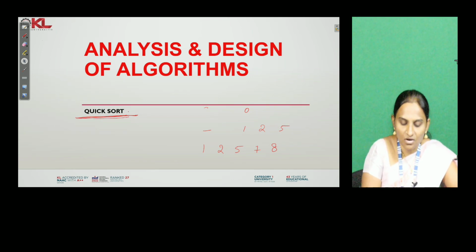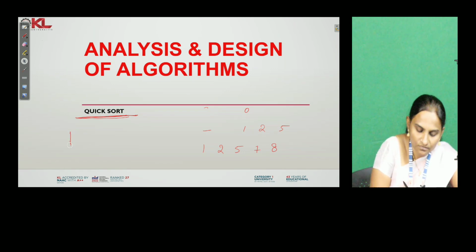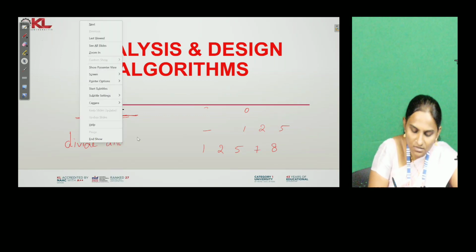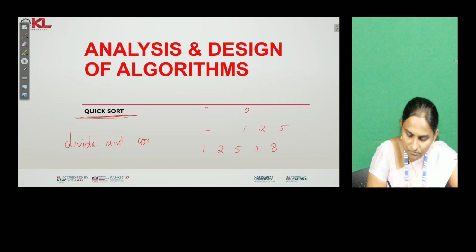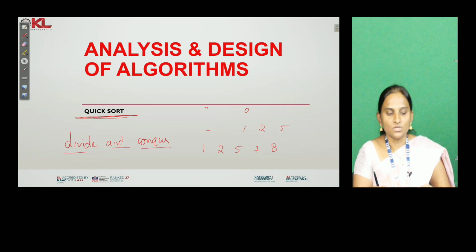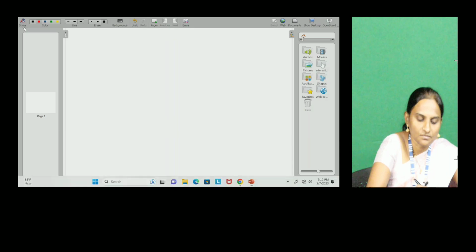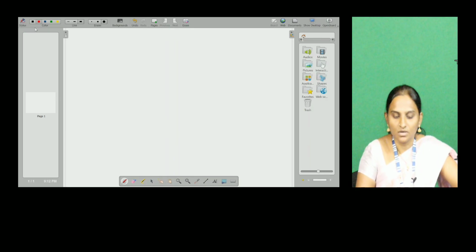QuickSort follows the divide and conquer strategy. So what is the divide and conquer strategy?